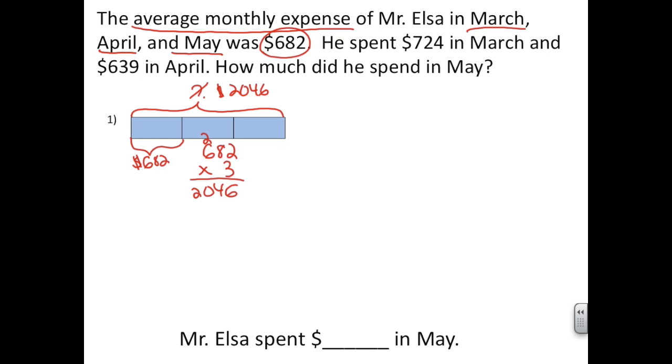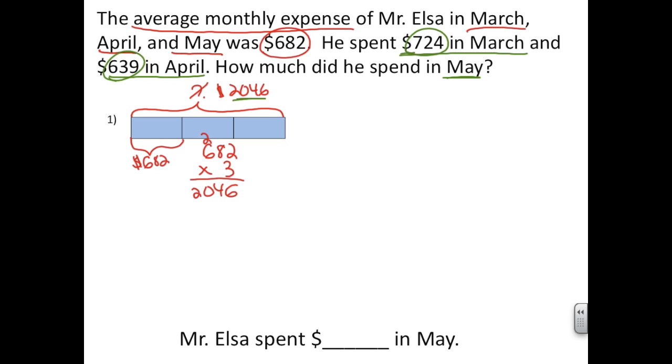I'm then told that he spent $724 in March and $639 in April. Well, now if we take a step back and look at this information, I can see that I have the total amount of those 3 months. And here I know one part. Here I know the second part. And I want to find how much he spent in May. So it's just going to be the leftover amount.